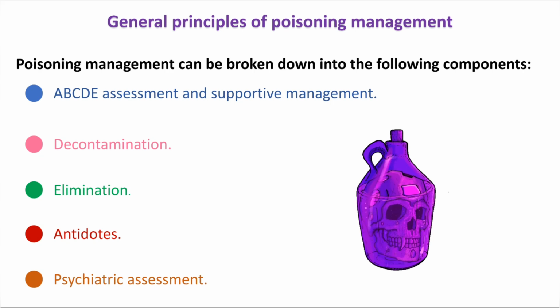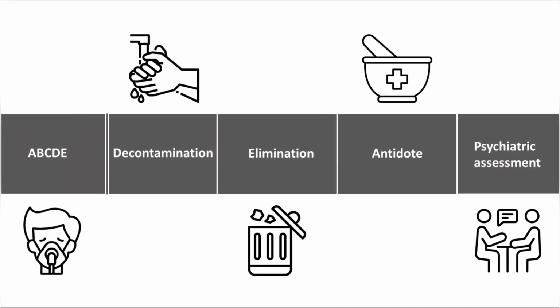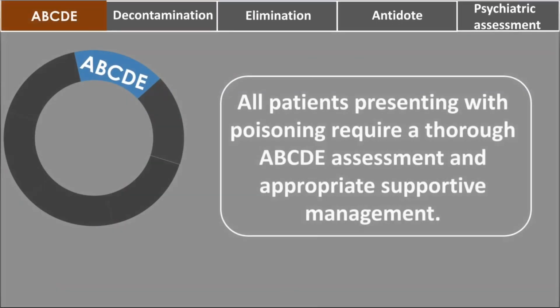So the third thing is you have to eliminate if you can. Usually decontamination is done in the first hour. Then in the fourth step you have to give the antidote. Sometimes antidotes are not available for many drugs and many poisons, and if available, they have specific indications. Then finally, before discharge of the patient, you have to do a psychiatric assessment because some of them have some sort of suicidal ideation.